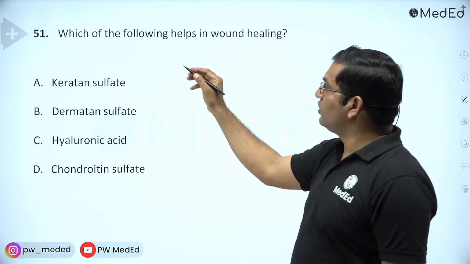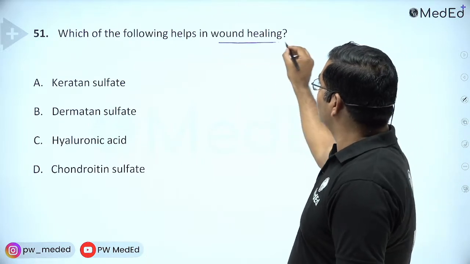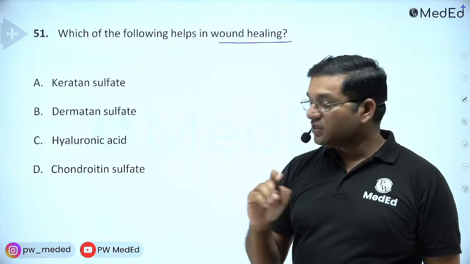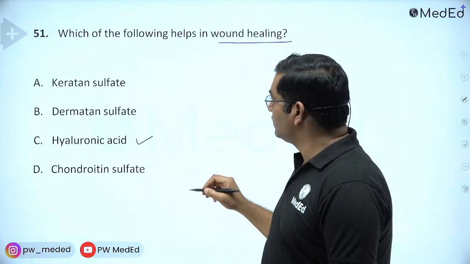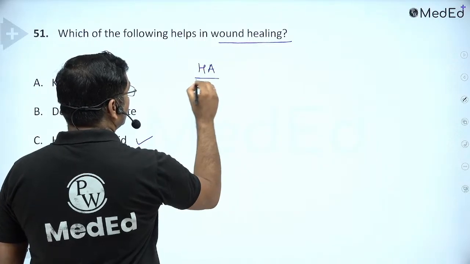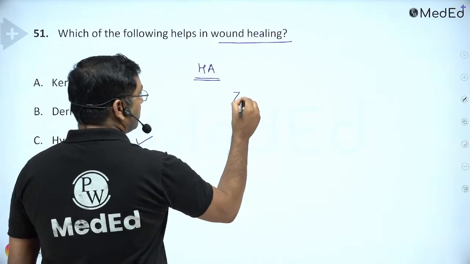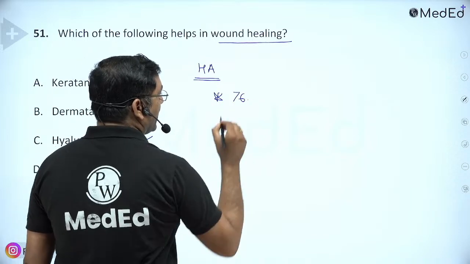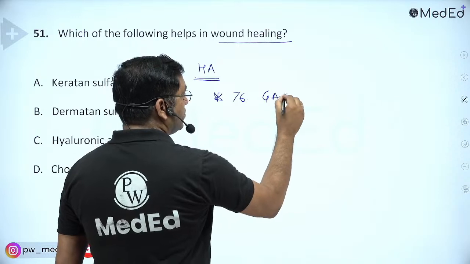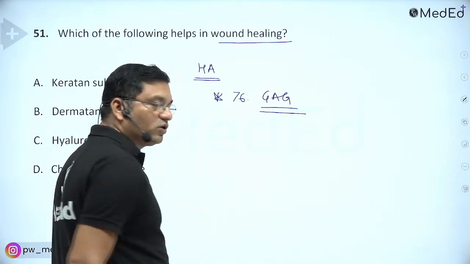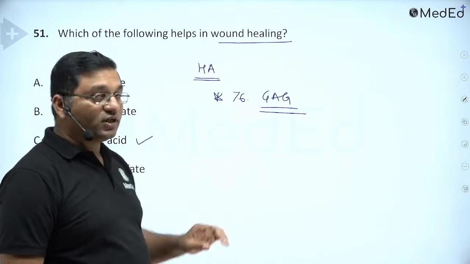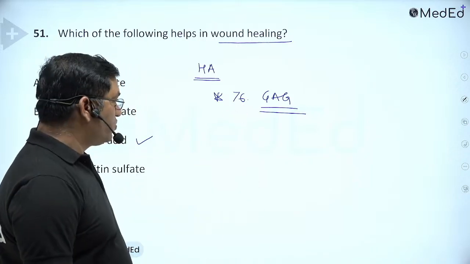Which of the following helps in wound healing? We have already discussed for wound healing: vitamin C, zinc and hyaluronic acid. So this is hyaluronic acid, which is required for wound healing. Then 76, glycosaminoglycan. It is very, very important. Each and every point related with the glycosaminoglycan is important. Point number 76, look, please.